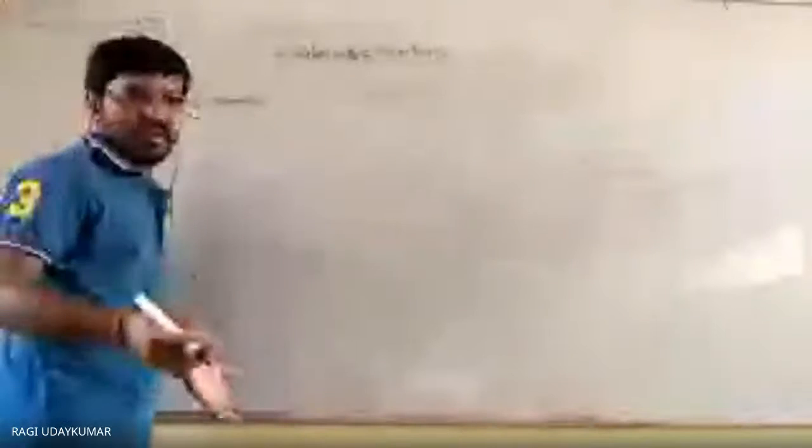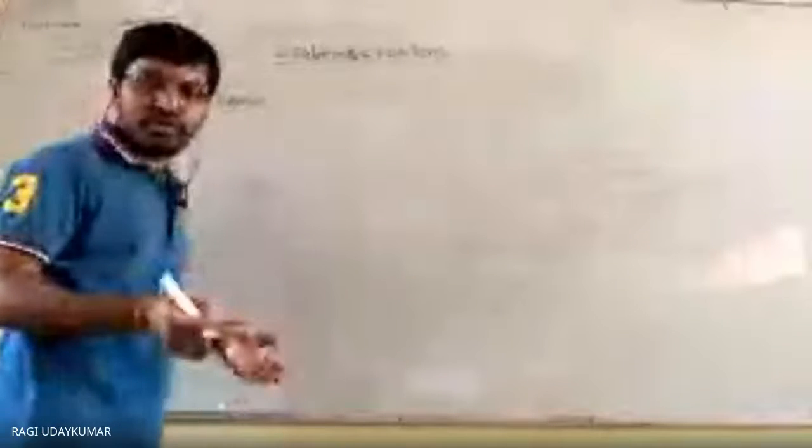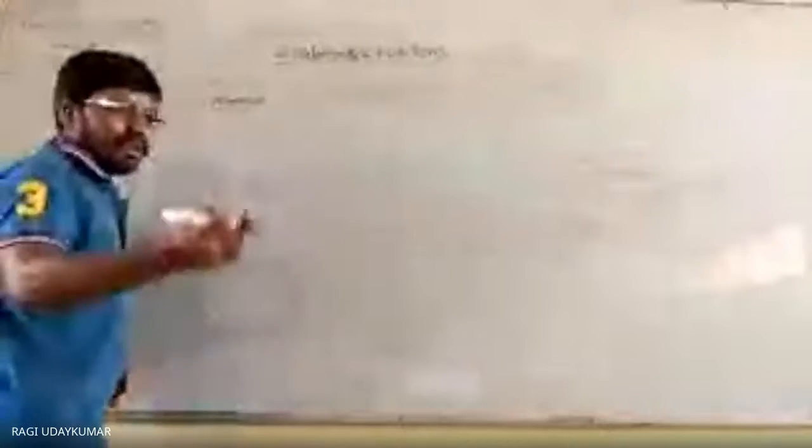Now the next type is the polynomial function. This is very simple here. The third one is polynomial. A polynomial function is nothing but f of x equals a polynomial. That may be x square, x cube, or anything. If a polynomial is given, that is called a polynomial function. It is very clear here.